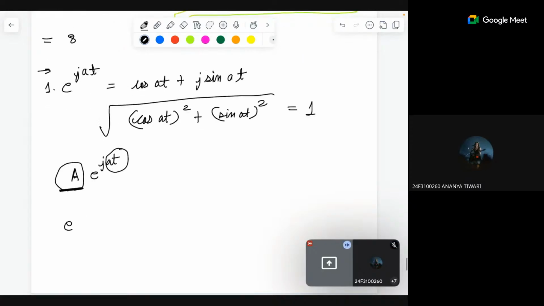But what happens if I have e raised to the power of 80? It is not a complex signal. It is a real signal as it is. So if we talk about the magnitude of this signal, it will be this only. Okay, ma'am. Got it. I hope that clears your confusion.